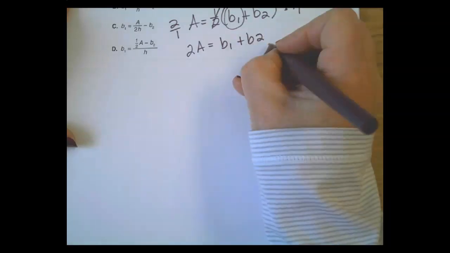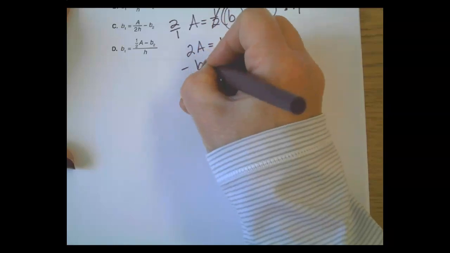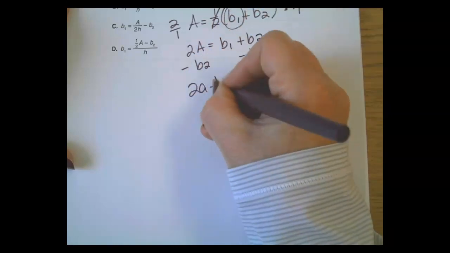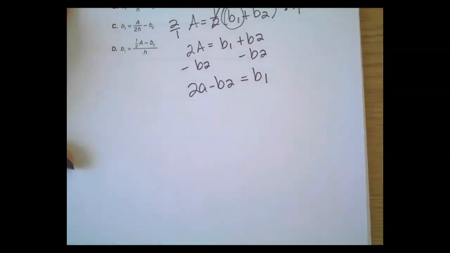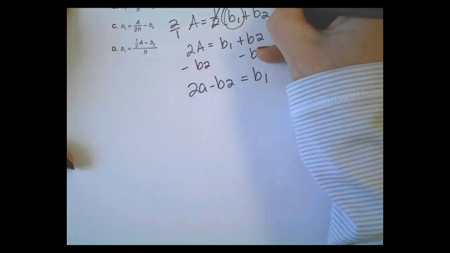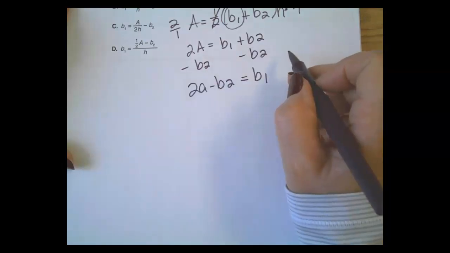Now how am I going to get rid of b2? Hopefully you say you subtract it. So I have 2a minus b2 is equal to b1. And which one is that one? Oh, did I forget something? I forgot the height. Yowza. Let's back up. Okay, so we got rid of that. Oh, gosh darn it. I'm going to have to redo this one. I forgot the h. How did I forget the h?